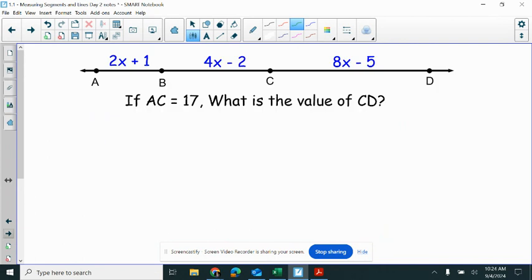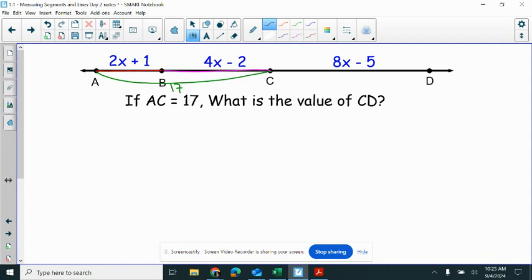This will be another example. This one tells me that AC is 17. That's not on the picture, so I'm going to add that to the picture. A to C, that's 17. When I'm writing this equation, I need to figure out what two things are going to be equal. If I look at the picture, I notice that this segment and this segment together are going to equal 17 because that is what it says. So that's how I'm going to write the equation.